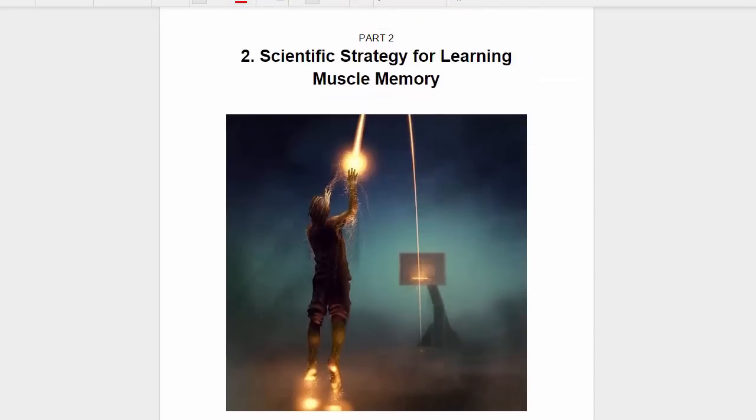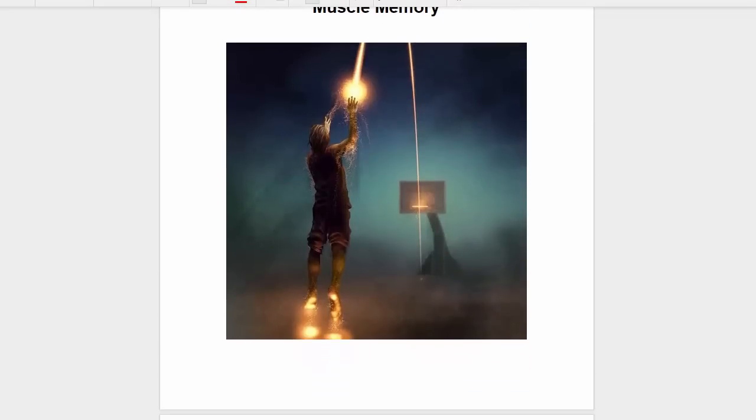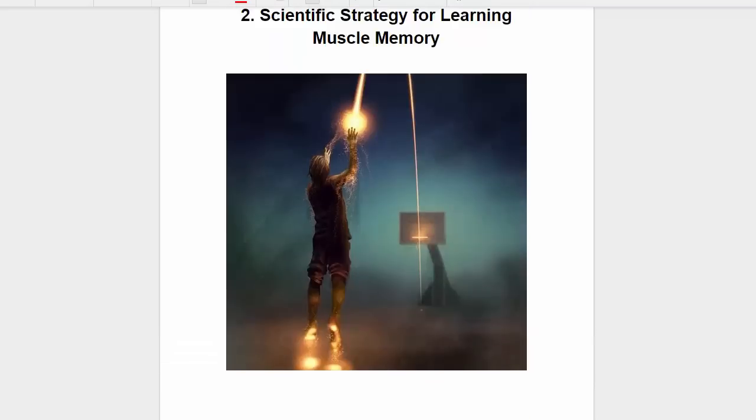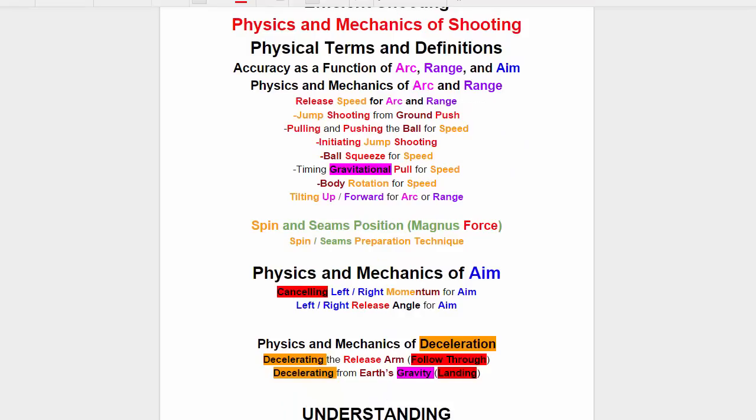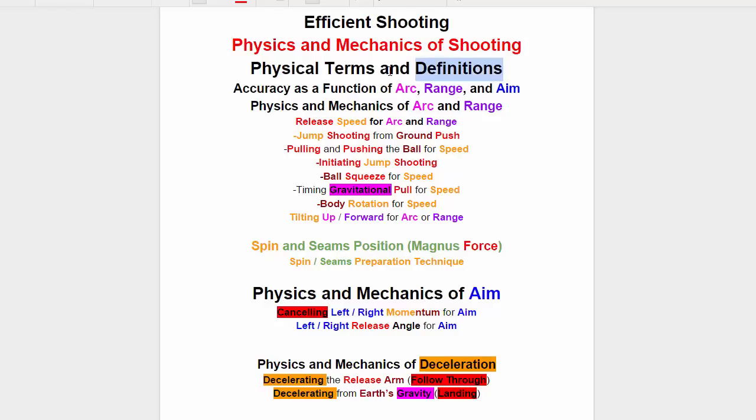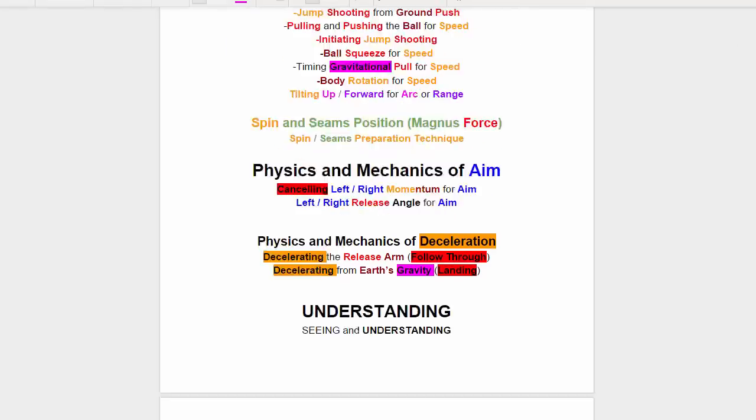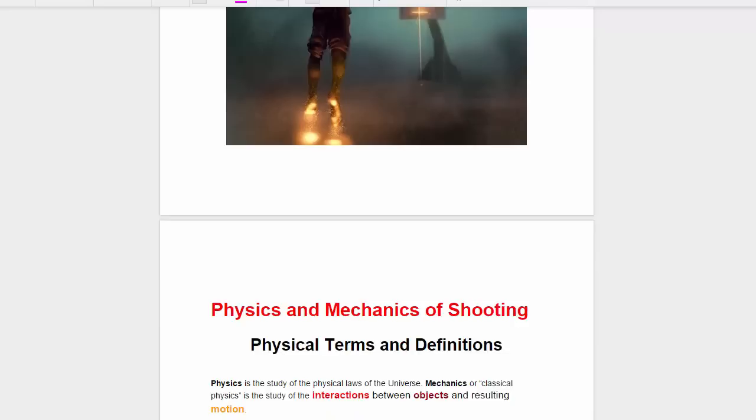For each segment that drops, we're going to go through and do a video on it to explain it, to make it easier to understand. So this is the outline. Today we're just looking at the physical terms and definitions to get started. It's really important that we understand the basics of physics, which is what this video is about.